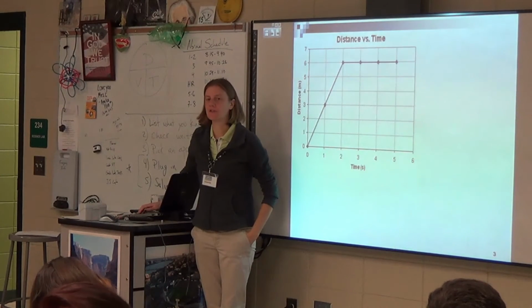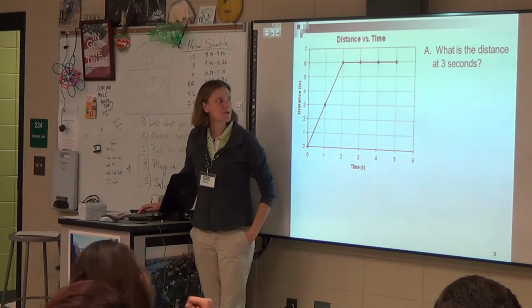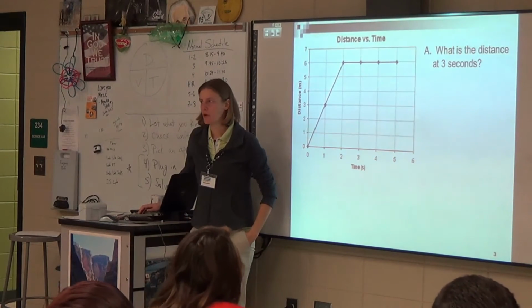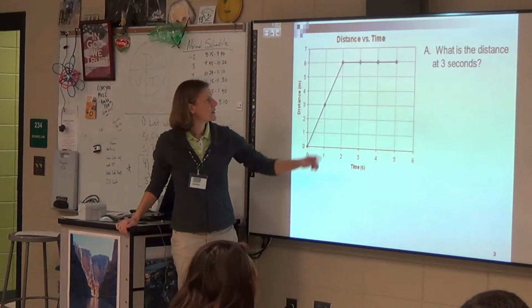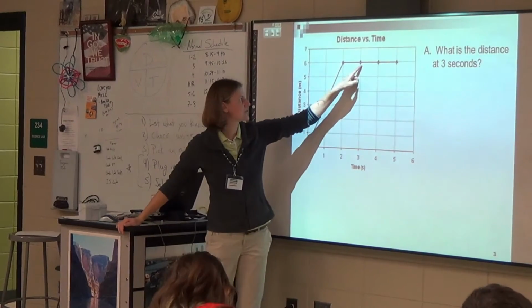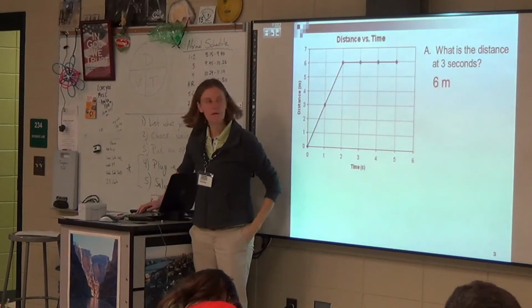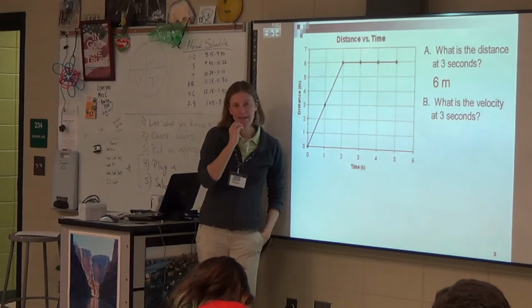Here's another distance graph. Okay, first question. Distance at 3 seconds. So distance question, distance graph. Just line it up. It's still 6. Okay. Velocity at 3 seconds.